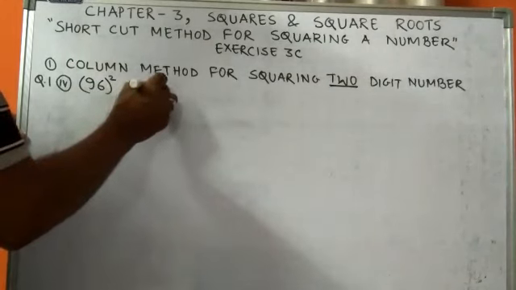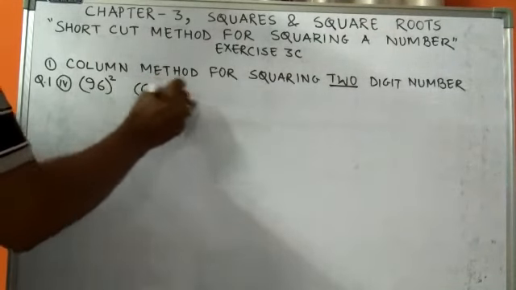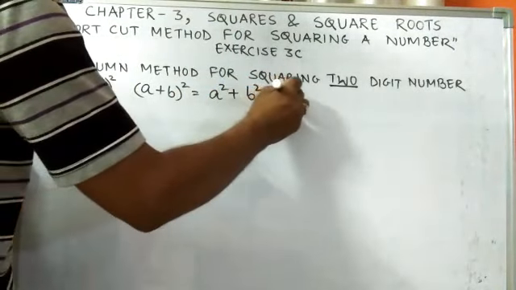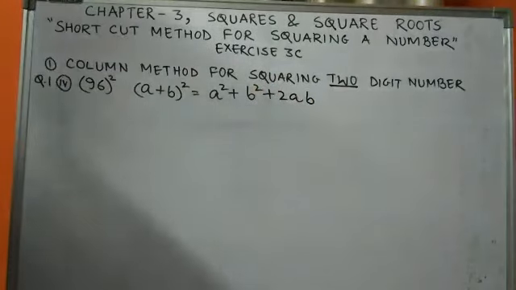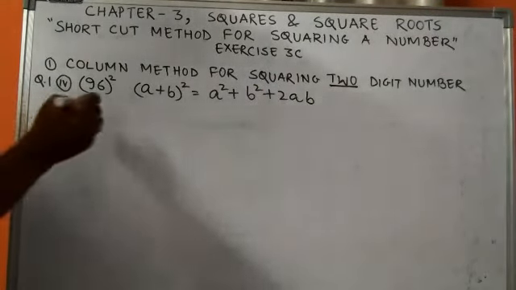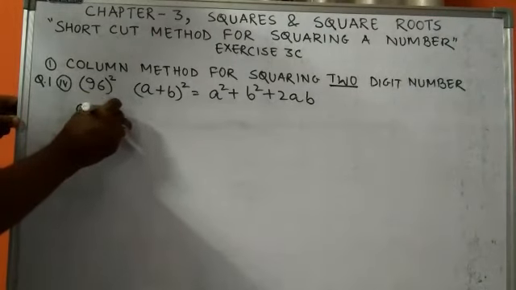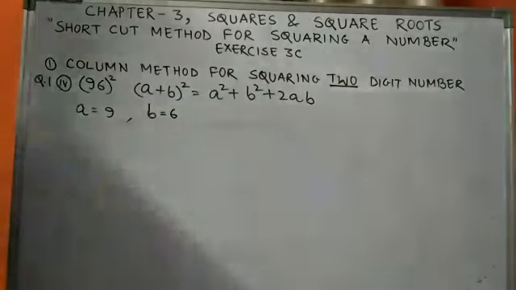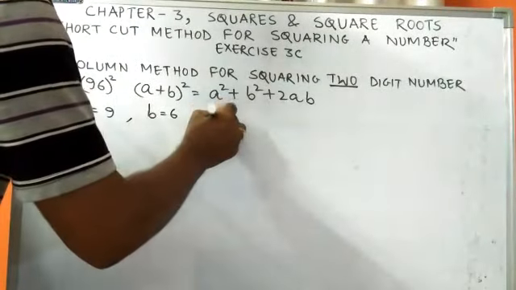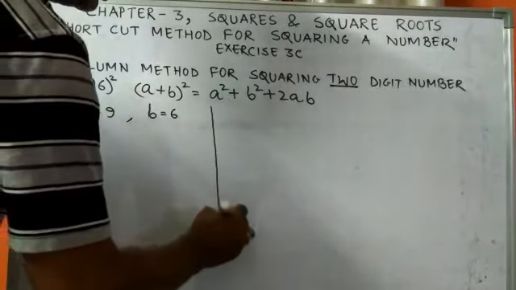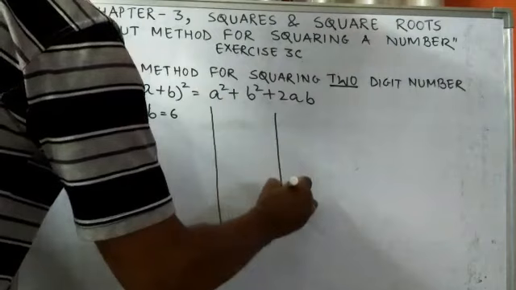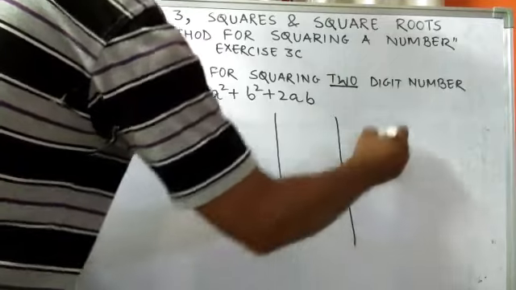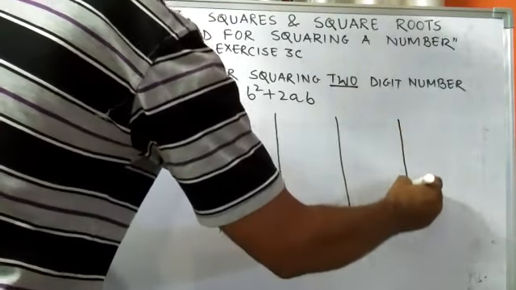we have to follow this formula: a square plus b square plus 2ab. Suppose a equal to 9 and b equal to 6. Now we have to draw columns, that is 3 columns.